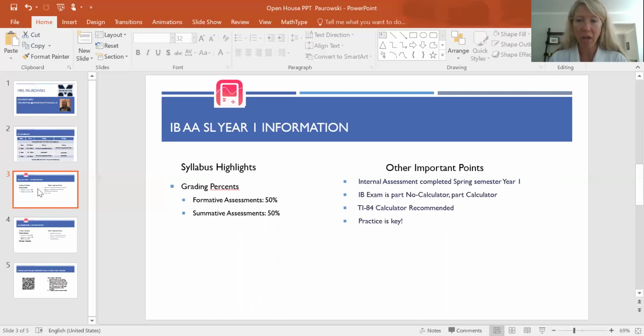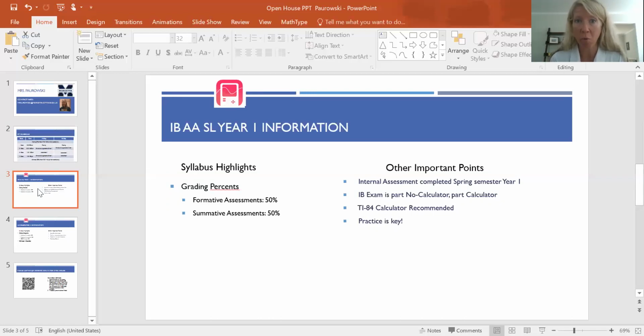Some other important points is that in our course, we will do the internal assessment in the spring of this course. The internal assessment is a paper. It's a math paper, which doesn't really go together, but it does when it's IB. So it's called a math exploration paper. It's a big deal because it's 20% of their overall IB grade, not the grade for my course. They will get a grade on it that goes in the Aspen grade book, but it is 20% of their overall IB score.